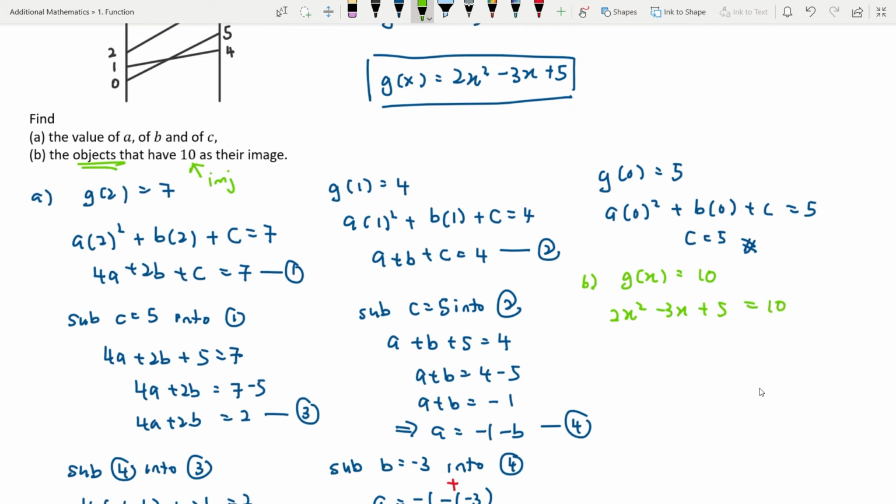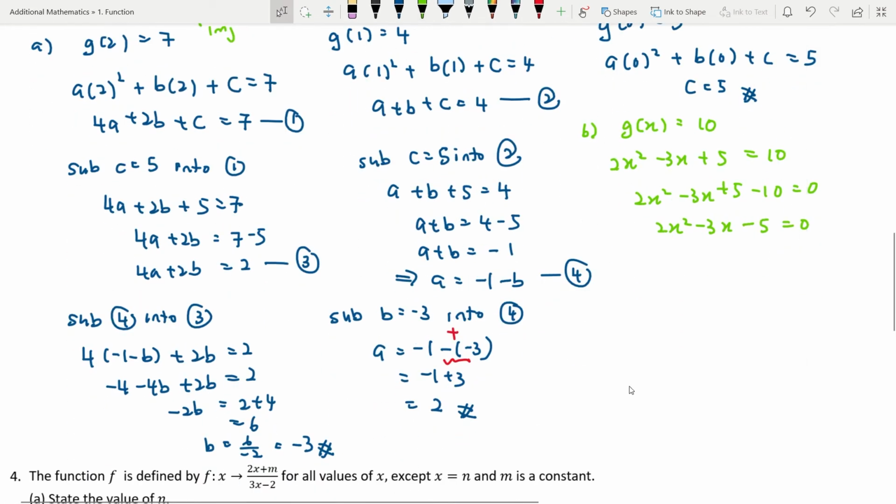This is a quadratic equation. We need to move all the terms to one side and let it be 0. 2x squared minus 3x plus 5 minus 10 equals 0. Simplify it. 2x squared minus 3x minus 5 equals 0.